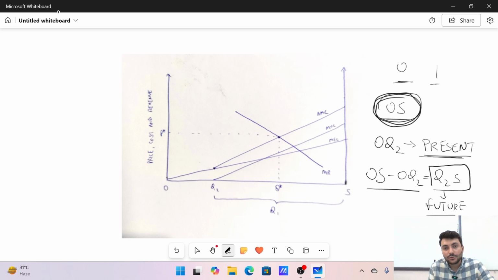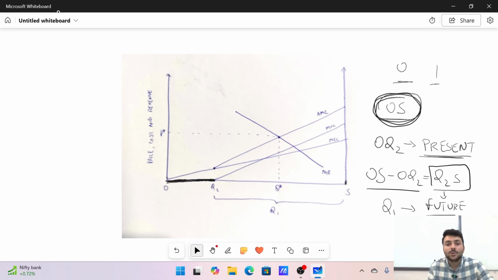Q2S, from Q2 to S, this is represented by Q1, is what is required in the future. I hope this much is clear to you. Now, if we are using the resource till OQ2 level, please understand this very carefully. If we are utilizing the resource till OQ2, we are not robbing off any resource from the future generation. When we are utilizing the resource till level Q2, we are not robbing off any resource from the future generation.